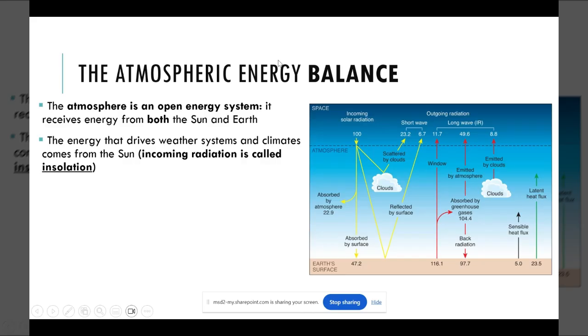Energy that drives most weather systems is from the sun, and the incoming radiation is called insolation, not insulation. Insolation. Insulation is what you have in your house. Insolation comes from solar radiation.